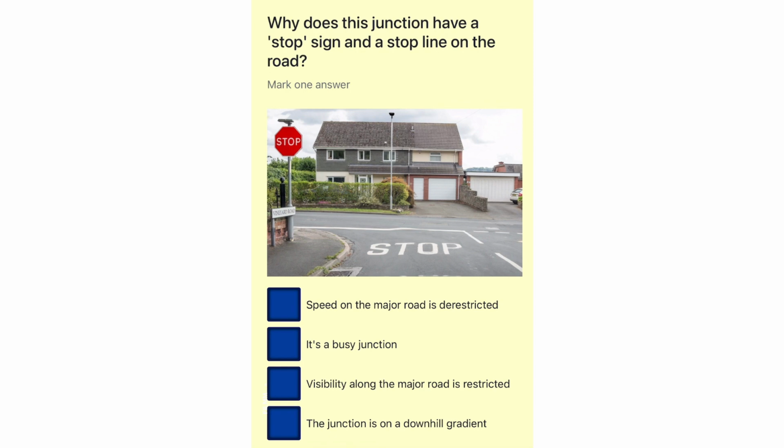Why does this junction have a stop sign and a stop line on the road? Speed on the major road is de-restricted. It's a busy junction. Visibility along the major road is restricted. The junction is on a downhill gradient.